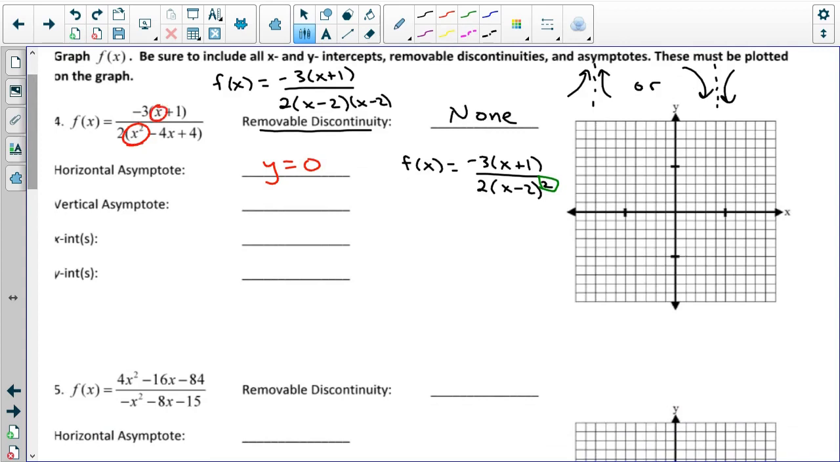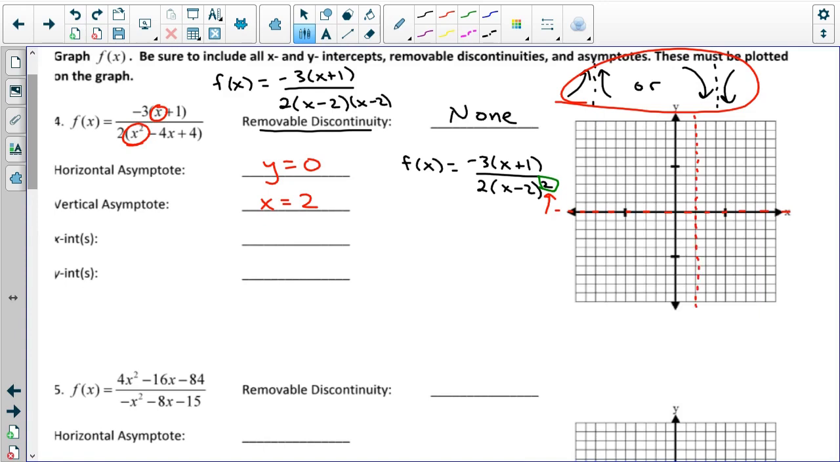The vertical asymptote is going to be at x equals 2. And as we noted, it's kind of like the quote-unquote bounce back in the polynomial chapter. So it's going to look like one of these. So I have a horizontal asymptote at y equals 0 and a vertical asymptote at x equals 2.